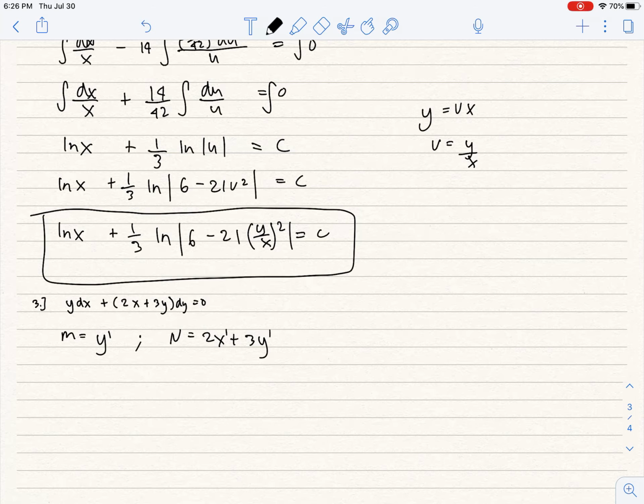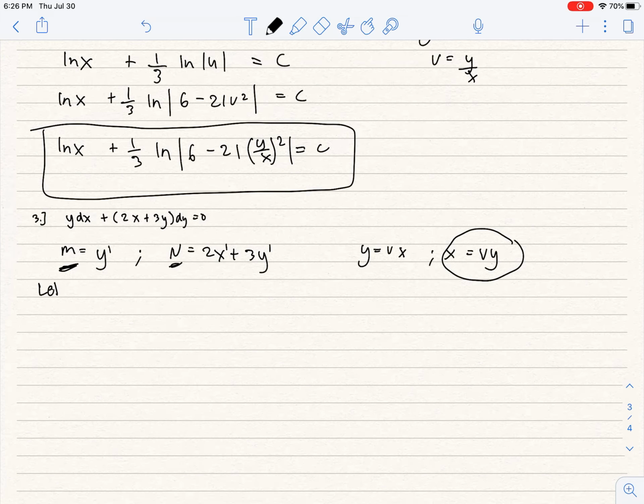So the next thing to do is choose between y equals vx and x equals vy. So in example number 3, since M is simpler than N, right? M is just a one-term polynomial and N is a two-term polynomial. Therefore, we are going to choose x equals vy, so that it is simpler to get the solution. Okay?